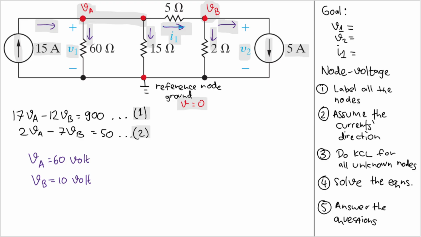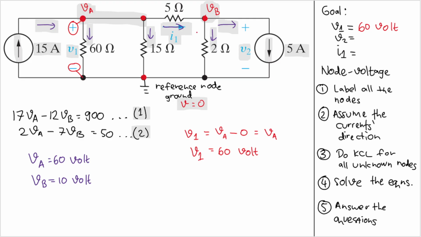Okay, let's see what can we get from here. Let's see the first one, V1. What is V1? V1 here, the positive side here is directly connected to VA, and the negative one is directly connected to the ground. So V1 here is the positive side, which is VA, and then minus the negative side, which is 0. Okay, so we will have VA. So V1 is equal to VA, and VA is 60 volt. So I will have V1 is equal to 60 volt. So we get our first value here, which is 60 volt.